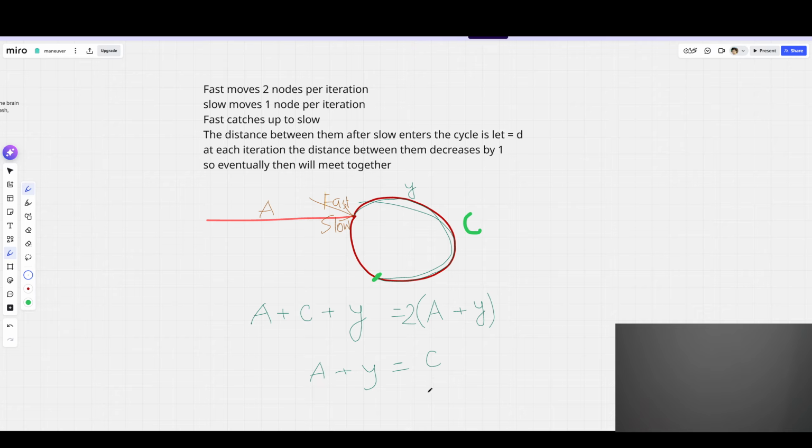So if we solve this, we see that A plus y is equal to C, and an interesting case emerges: C minus y equals A. C minus y is actually this portion, so C minus y and A have to be the same. That's why when you put fast here and slow here and let them move at one node per iteration, they eventually meet at the same point.